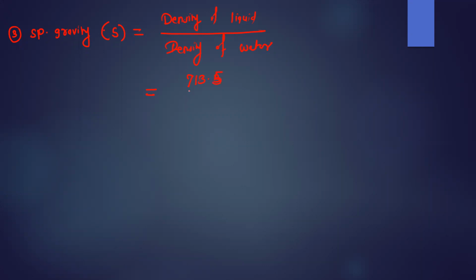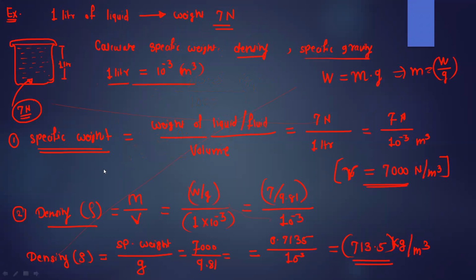713.5, and the density of water is equal to 1000 kg per meter cube. So from this we will get the value S is equal to 0.7135. Okay. So this is the specific gravity. It is a unitless quantity, because both units are in kg per meter cube only. So this is the conversion for specific weight, density, and specific gravity. You must know the basic formula.